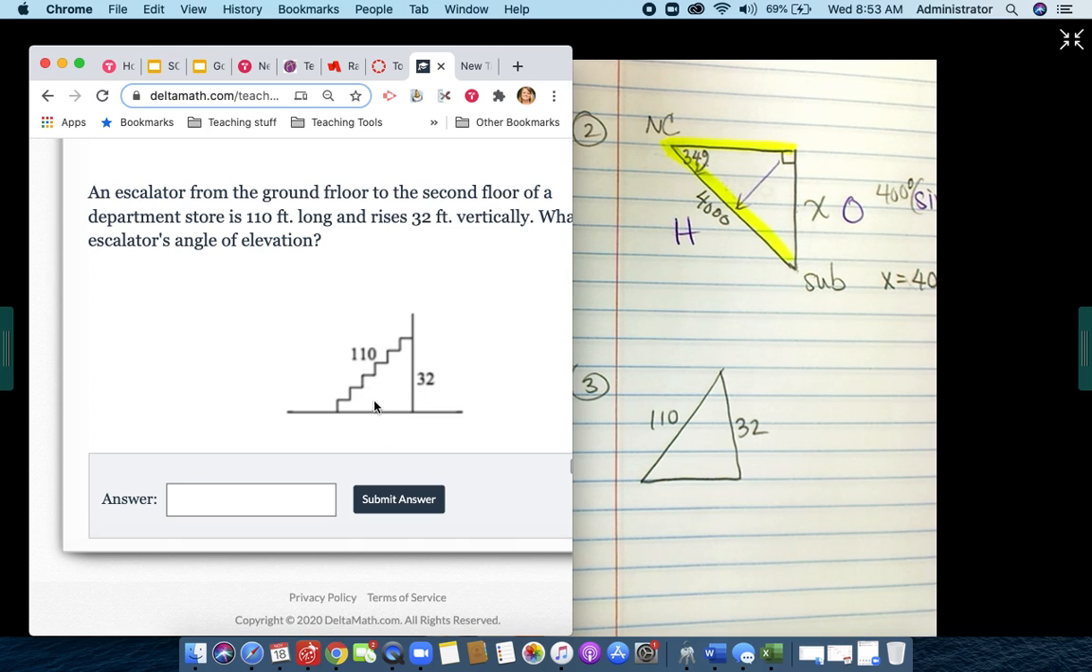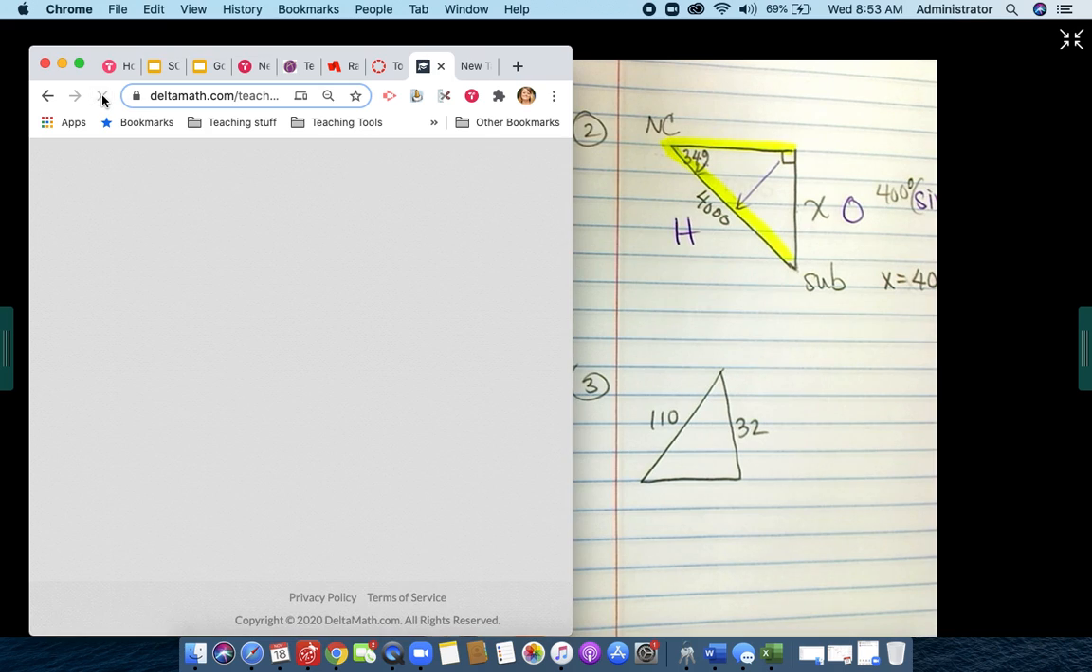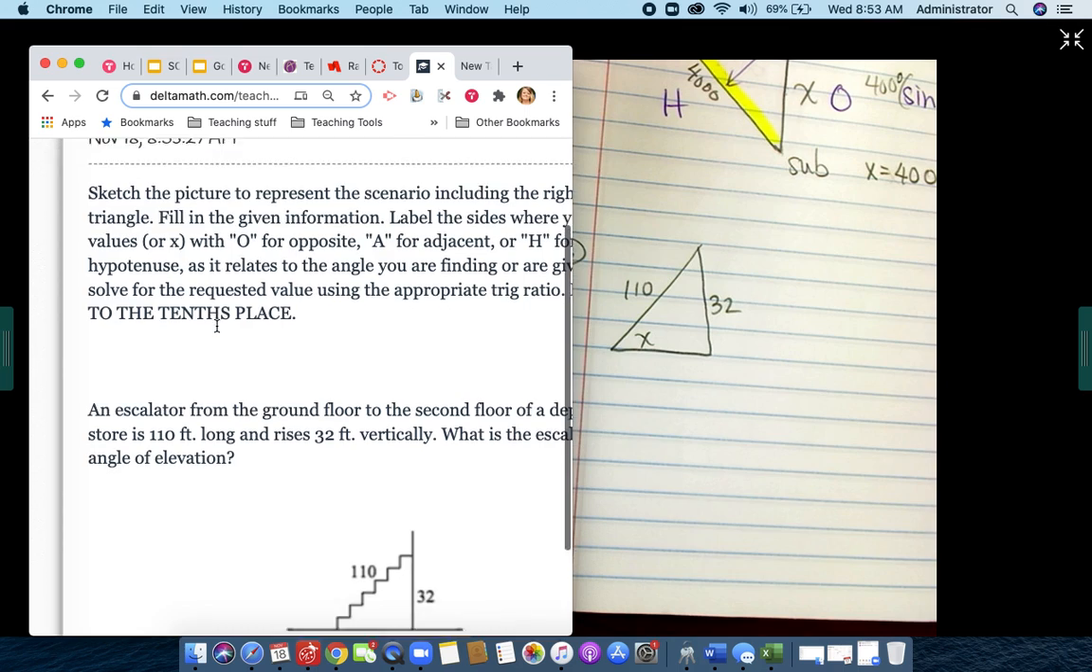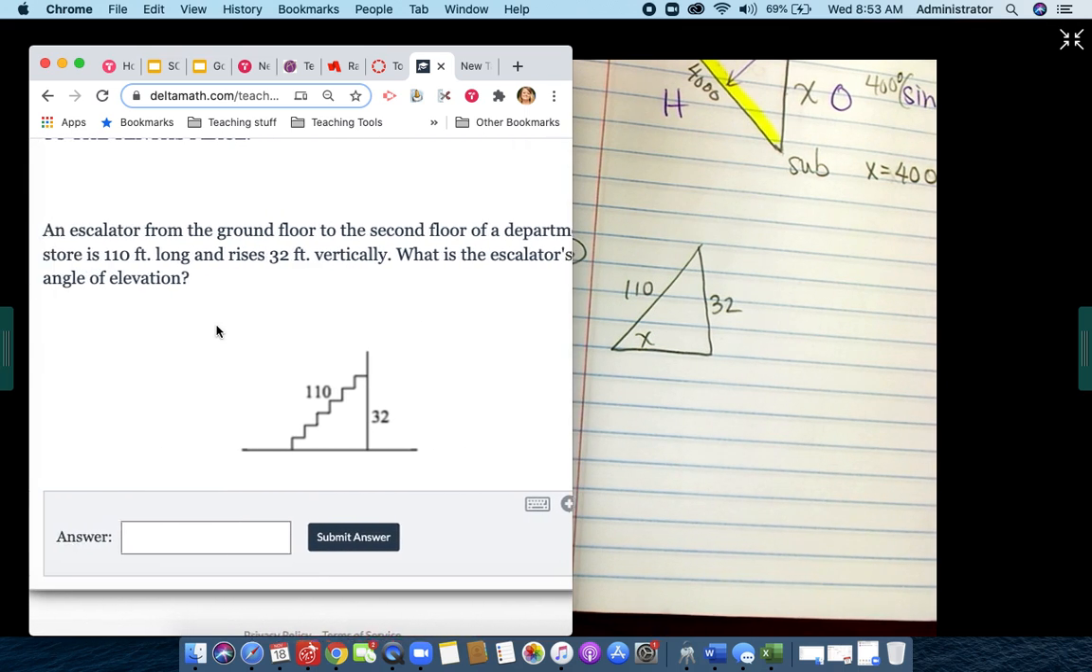This right here, the angle of elevation. Bet if I just refresh it, it'll be fixed. I think Miss Allen hooked me up and checked my spelling for me. So the angle of elevation is going to be this angle that I'm trying to find down here. Yep, she did. Look at that.